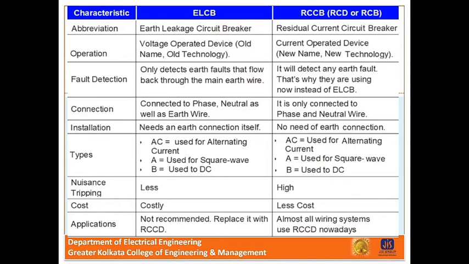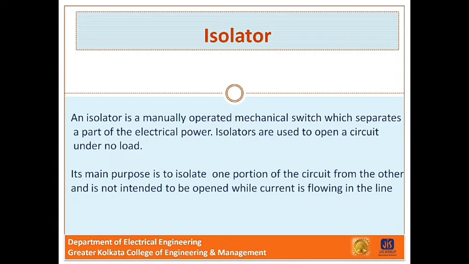Now according to types, they are same. Next, nuisance tripping is less in ELCB, it's high in RCCB. Cost, ELCB is more costly than RCCB. Application, it is not recommended, replace it with RCCB. Now almost all wiring systems use RCCB nowadays.